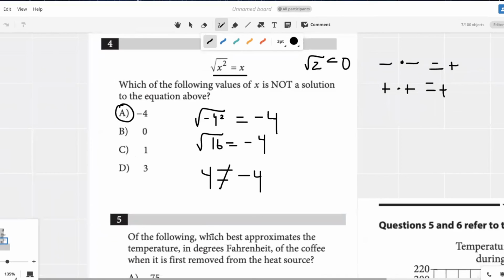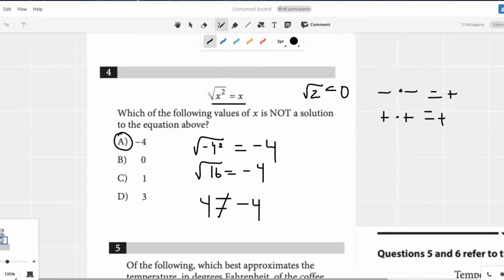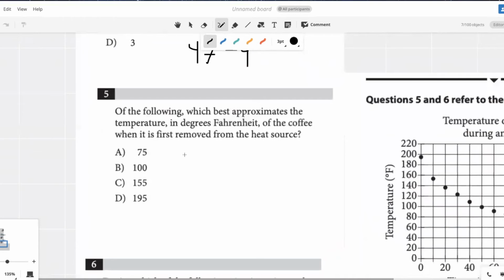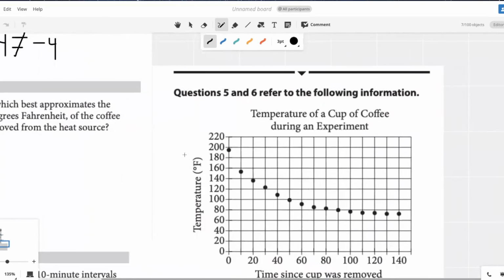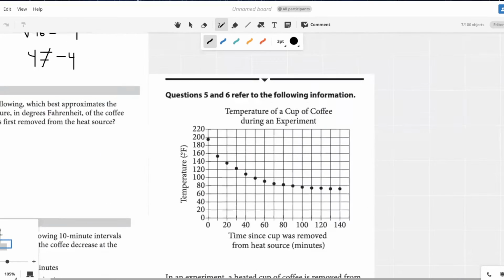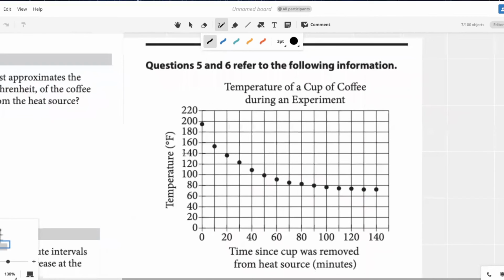So that's number 4. This one requires you to know a bit more about the nature of a square root function. And so number 5 and number 6 actually refer to this following information. So let's quickly take a look at this.